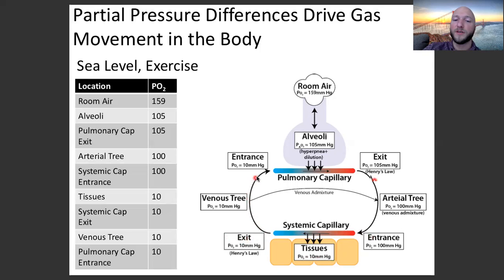as it enters our venous tree. It flows back to our pulmonary capillaries, where this 10 millimeters of mercury partial pressure oxygen gets exposed to the 105 partial pressure O2 in our alveoli, and O2 moves from the alveoli into our bloodstream, bringing it back up to 105. Henry's law.